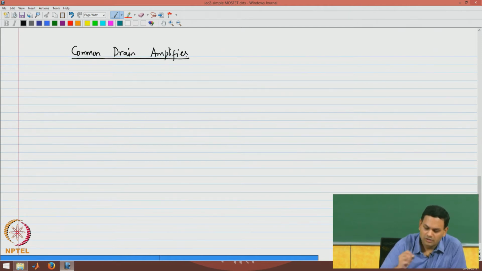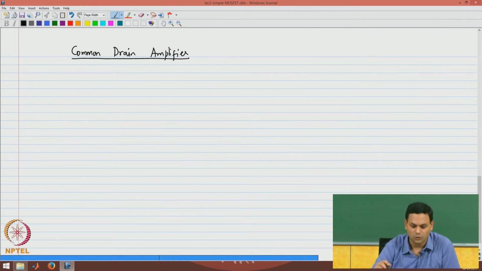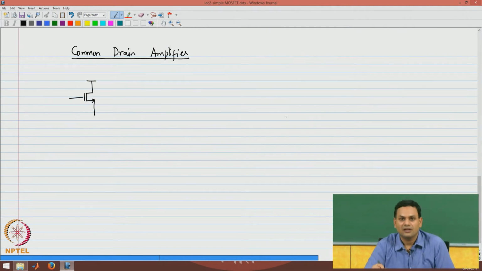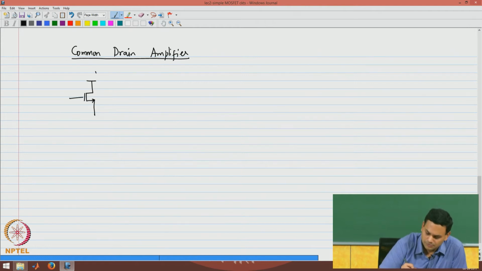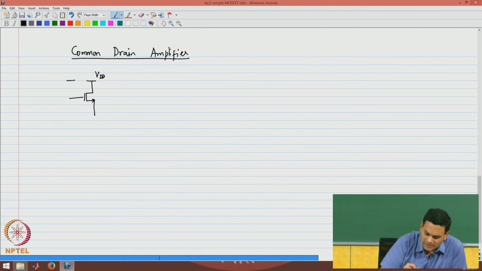Since we want to move on to analog ICs, we will look at just these two structures for amplifiers and then look at some biasing circuits also. So, if you look at the common drain amplifier, now instead of the source terminal, it is the drain terminal that is common to both input and output ports. And the gate voltage is biased at a constant voltage, again using a resistive divider.